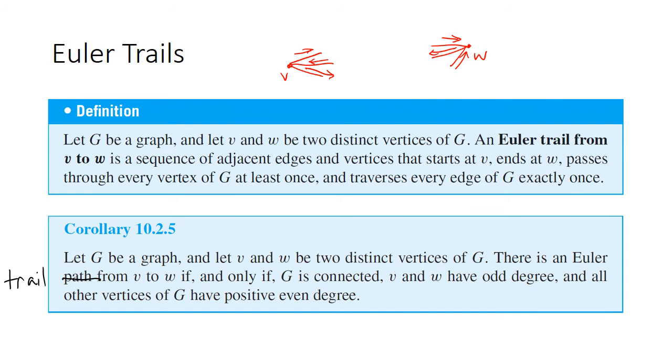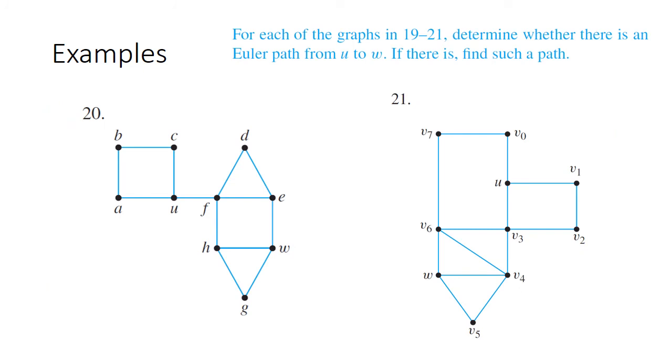Okay, let's look at some problems. Okay, so for each of these, let's try to determine whether there is an Euler path from U to W, and if there is one, then let's find it. Okay, so where are U and W? So here's U, so here's where we're going to start, and then W is here where we're going to stop, and then those both have odd degrees, so that works, but I see another couple of vertices that also have odd degree, so that is not going to work. So H and E have odd degree, so this is not going to work.